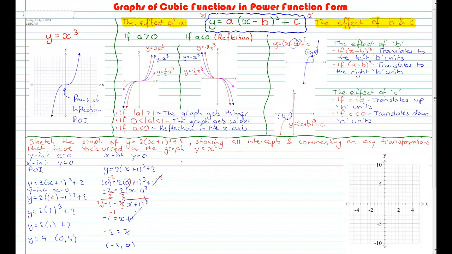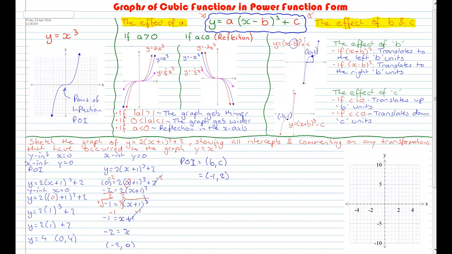Now what I need to do is find the point of inflection. So the point of inflection is at the coordinates (b, c). Now if I have a look at the coordinates (b, c), well, my b value is actually negative 1 because it's the opposite of what you see there. So it's negative 1, and my c value is 2, so it's 2. So the point of inflection is at (-1, 2).